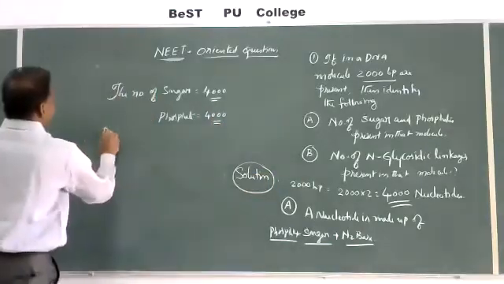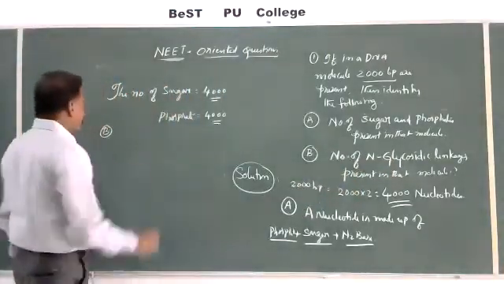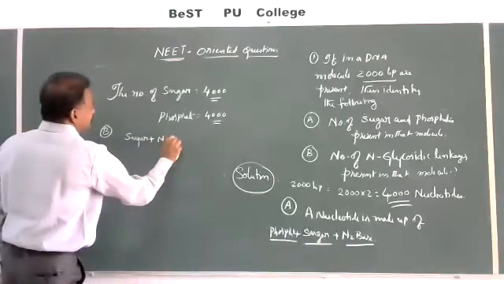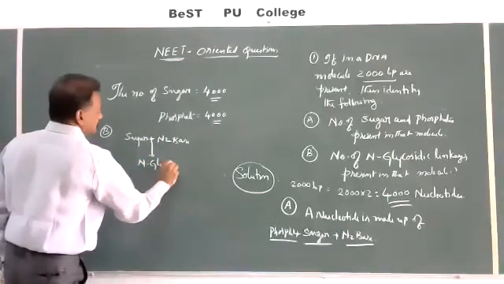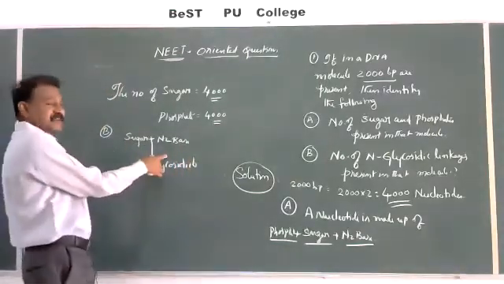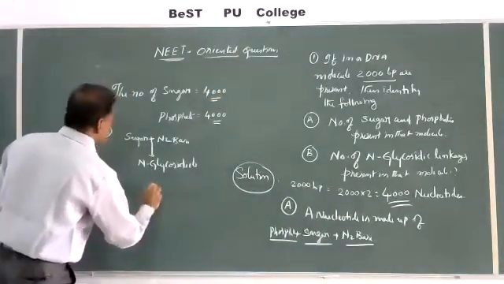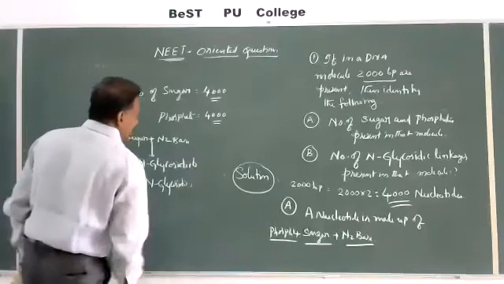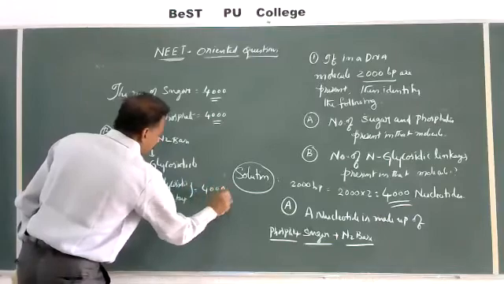B. The number of N-glycosidic linkages present in the molecule. Sugar plus N2 base, this is called N-glycosidic linkage. So one sugar is always having one linkage. So total number of sugars is equal to total number of linkages. Answer: N-glycosidic linkages should be 4000.